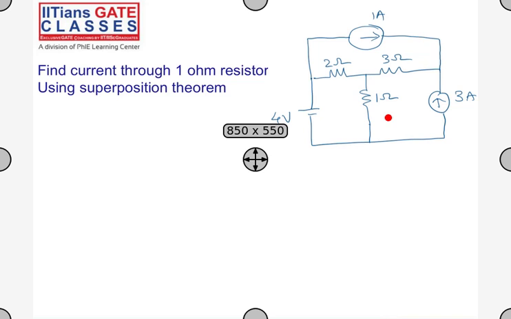Using the superposition theorem, in the sense you have 3 independent sources. Let me give you the direction also. This is the direction of the current. It can be positive or negative. Find the current through this using the 3 sources available and algebraically add them. I'm giving you time.